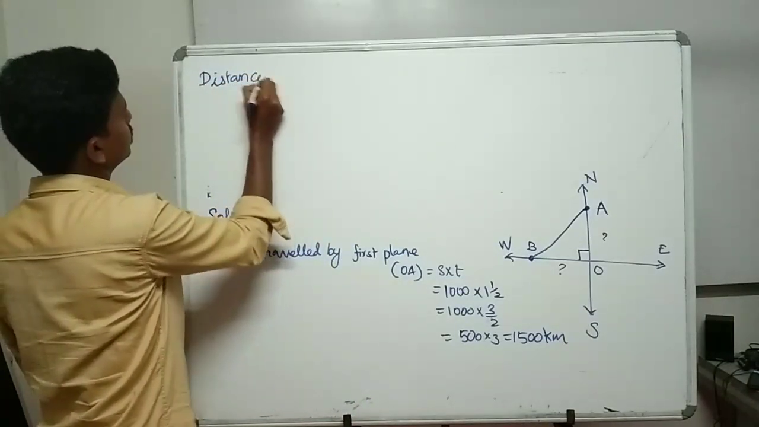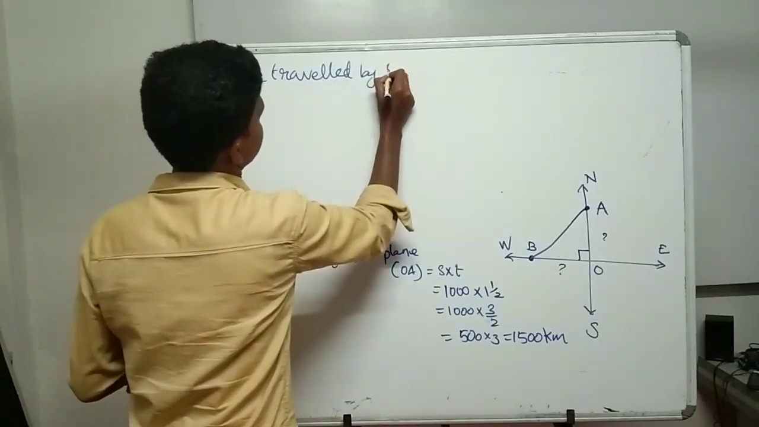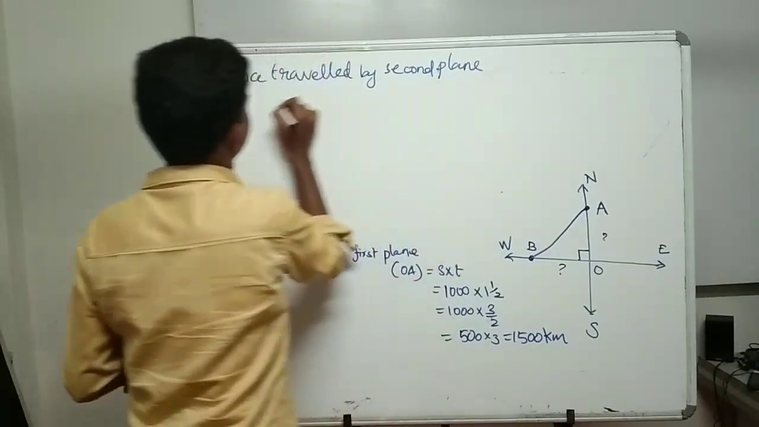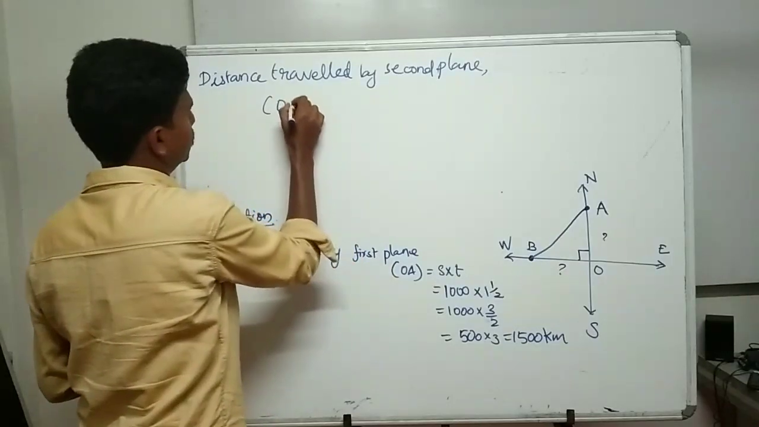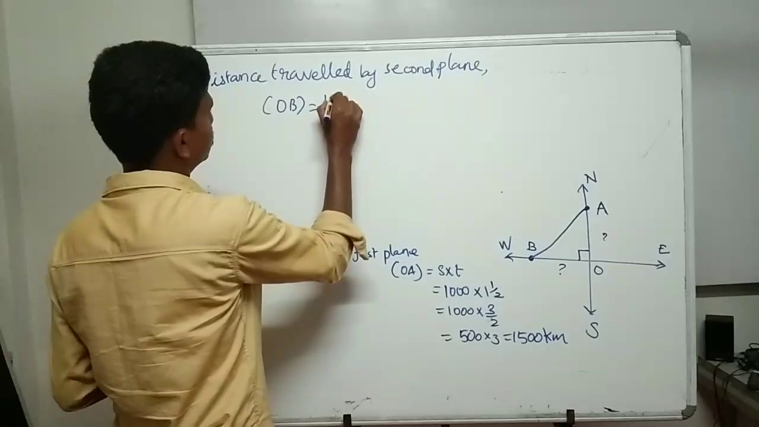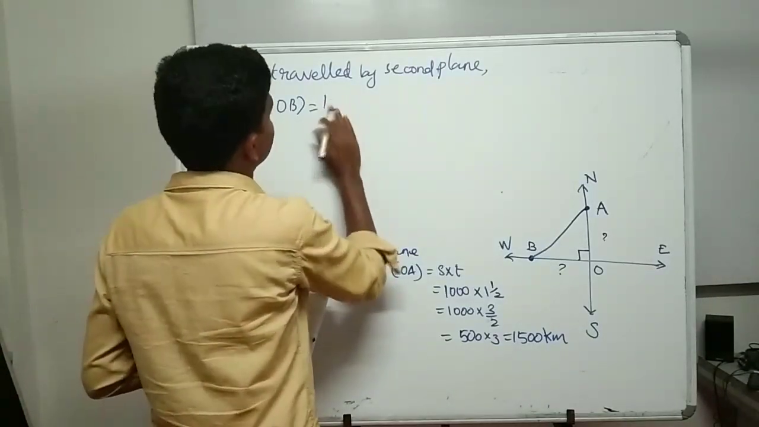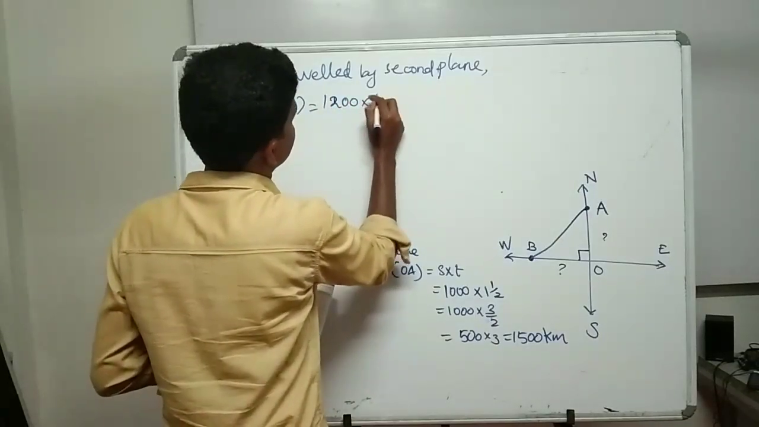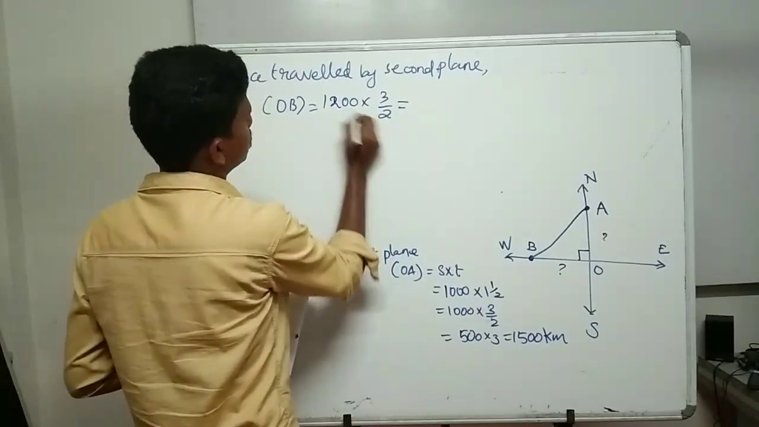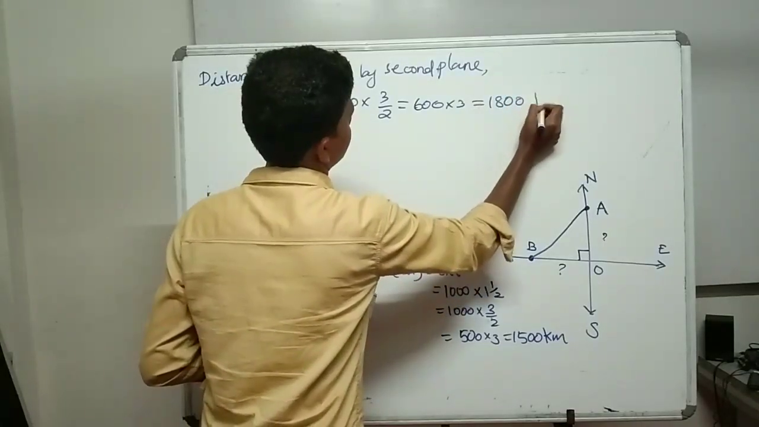Distance traveled by the second plane, that is OB, is equal to speed 1200 into time 3 by 2, 1.5 hours. So when you simplify this, we get 600 into 3, that is equal to 1800 kilometers.